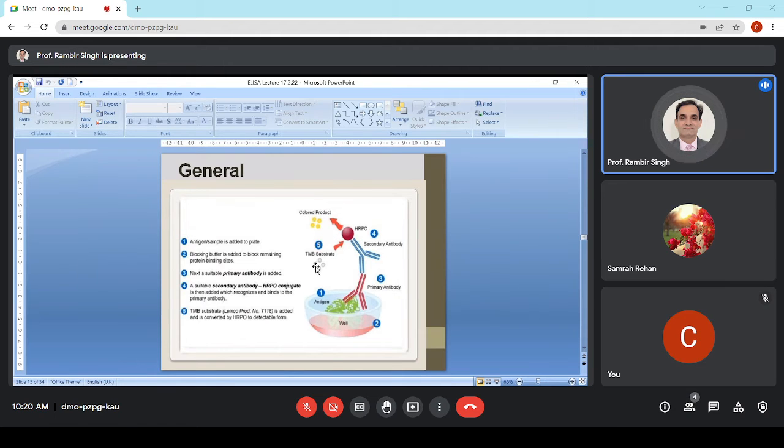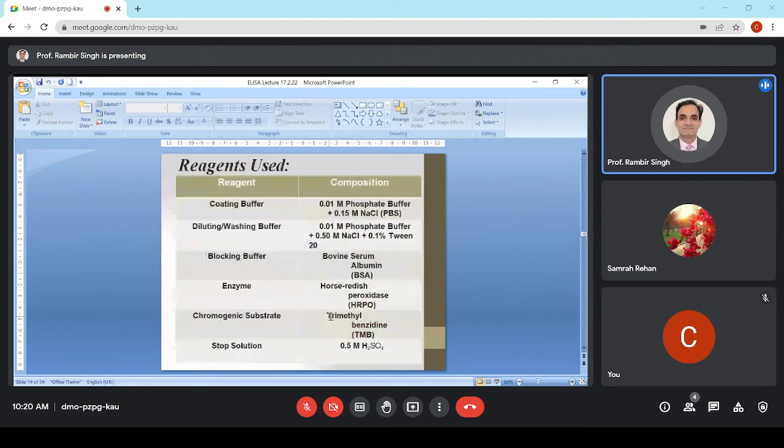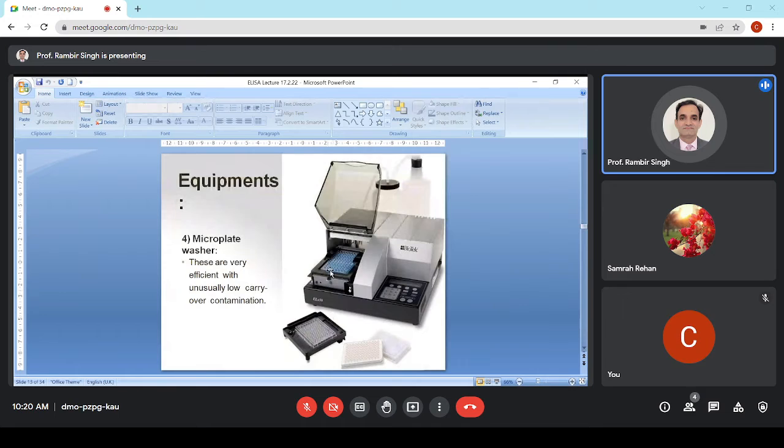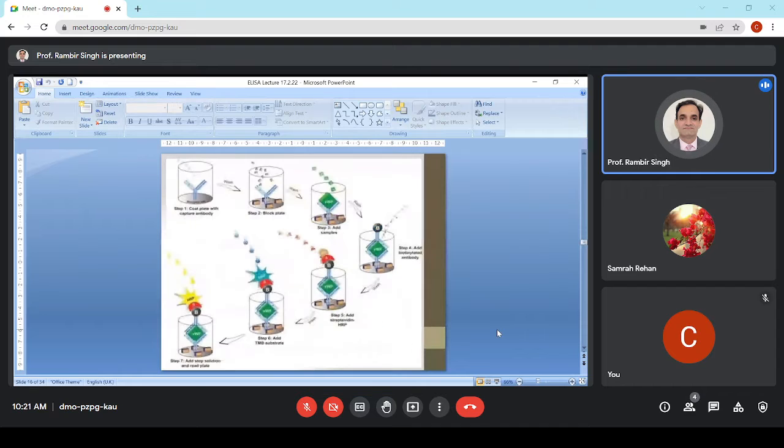Now we put the substrate of this horseradish peroxidase, and then an enzyme-substrate reaction takes place, and we get a colored product. Now this plate can be read through a plate reader, and the plate reader will tell the intensity of the color, and based on that we can identify whether some infection is there or not. So this is the basic idea of ELISA.